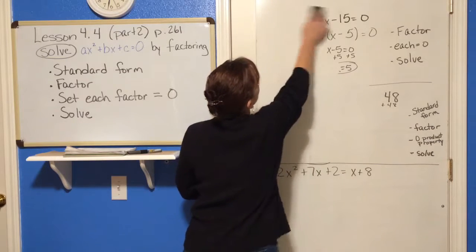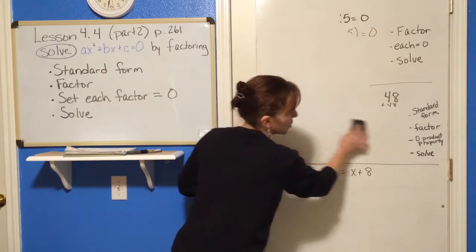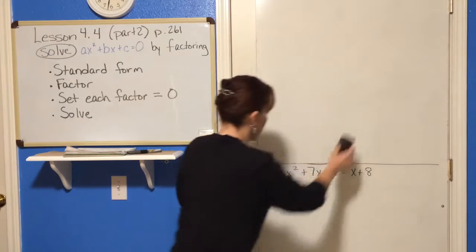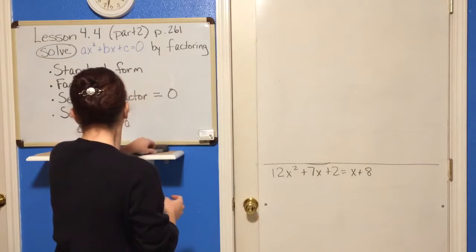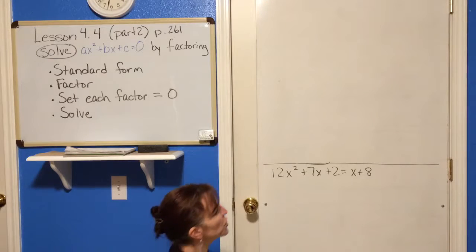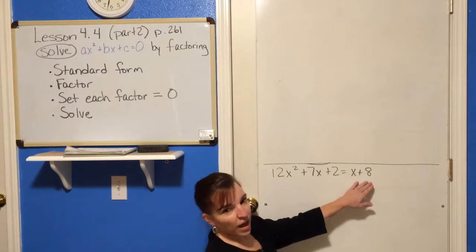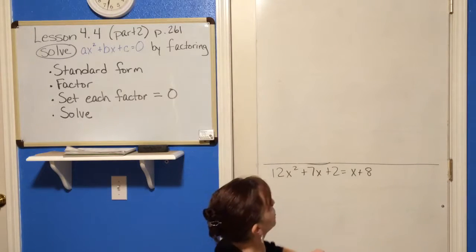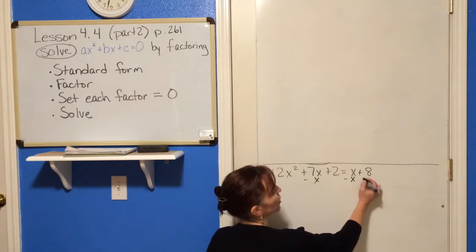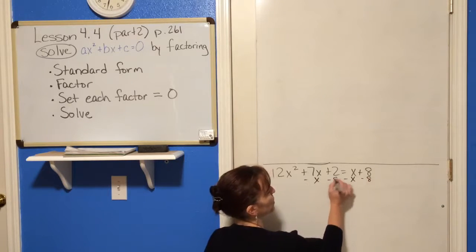And then we'll work on word problems because you love those so much. Hopefully you already have it written since I'm standing right in front of the problem. All right, so you know the first step is to get it into standard form. So you're going to subtract x from both sides, and you're going to subtract 8 from both sides.